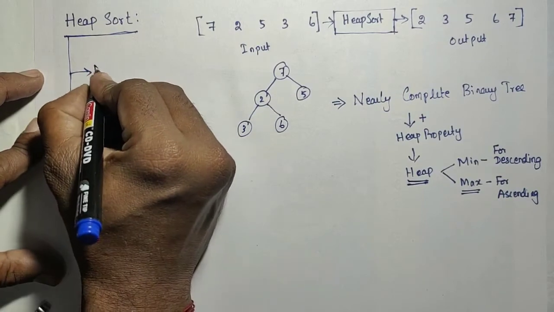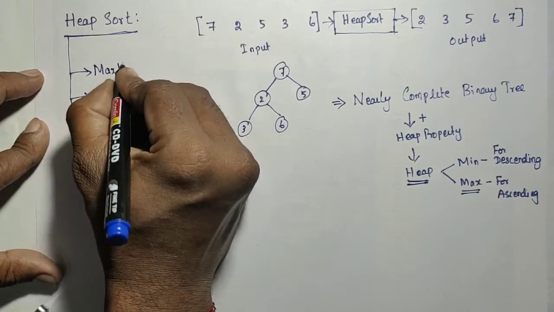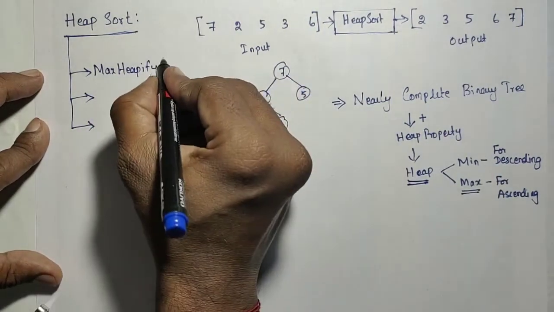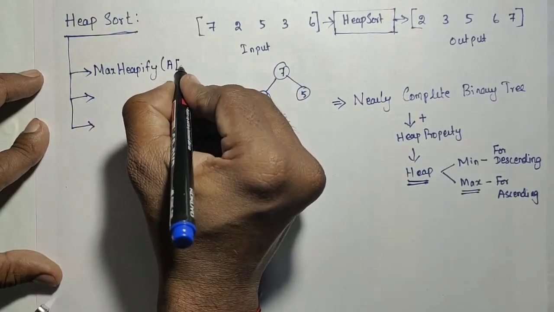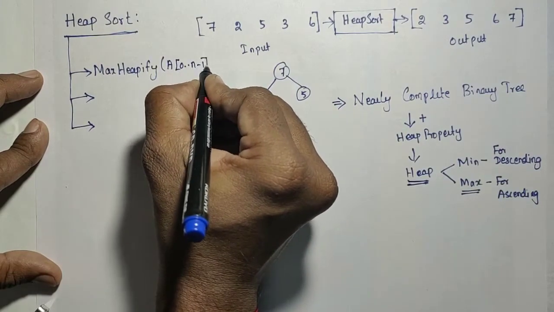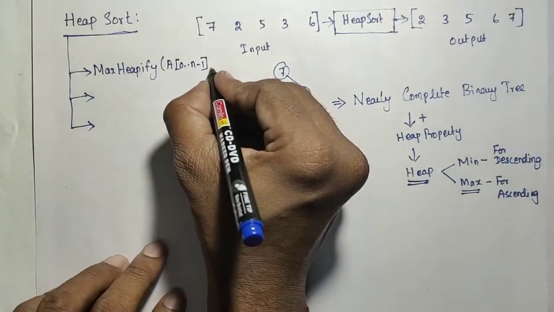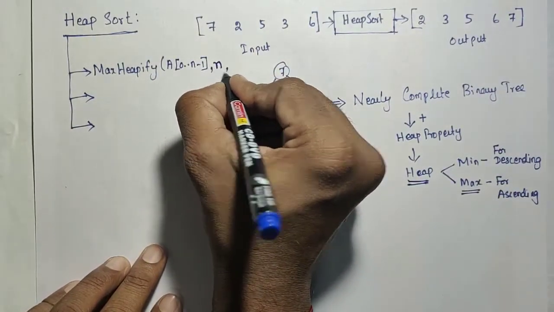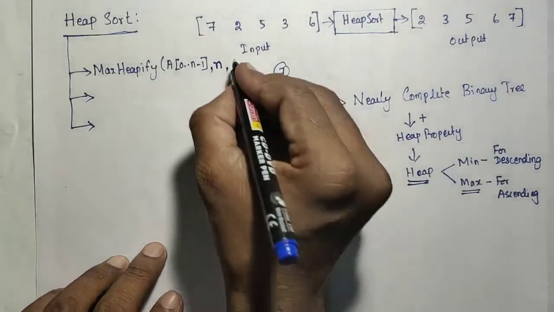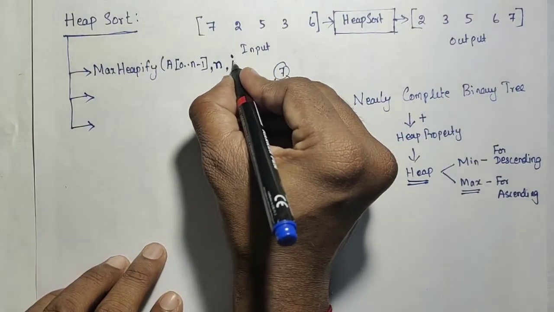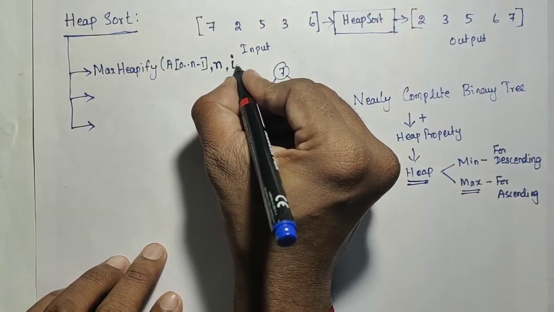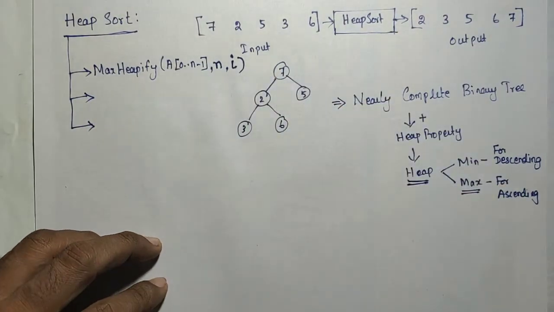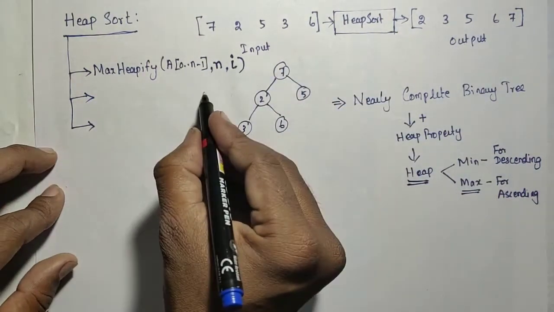One is max heapify. The input is an array of elements, 0 to n minus 1, plus the number of elements in that array, that is n. In addition to that, I need to pass which node has to be heapified, that is i, the index. So that is the first algorithm.